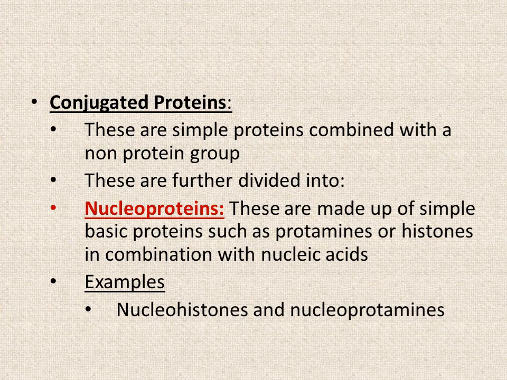First of all we are going to discuss nucleoproteins. Nucleoproteins are comprised of a simple protein plus nucleic acid, and as we discussed earlier, histones are an example of basic proteins and simple proteins which are going to combine with nucleic acid such as DNA to form nucleoproteins. So examples include nucleohistones and nucleoprotamines.